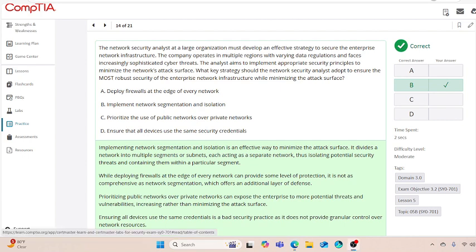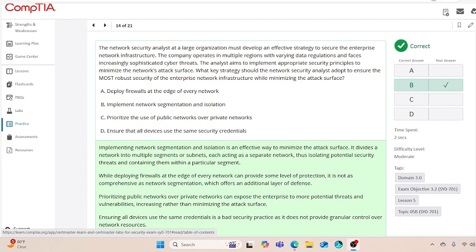The network security analyst at a large organization must develop an effective strategy to secure the enterprise network infrastructure. The company operates in multiple regions with varying data regulations and faces increasingly sophisticated cyber threats. The analyst aims to implement appropriate security principles to minimize the network's attack surface. What key strategies should the network security analyst adopt to ensure the most robust security of the enterprise network infrastructure while minimizing the attack surface? Implement network segmentation and isolation.